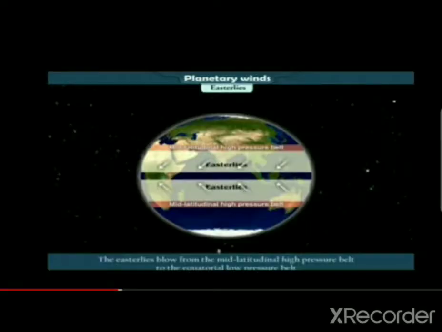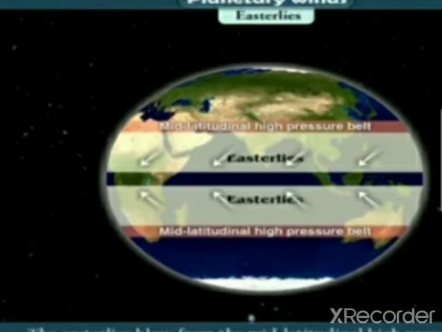Now next, planetary winds. What do planetary winds mean? Some winds blow regularly on the earth from high to low pressure belts throughout the year. These winds cover a large portion of the earth. Hence these are called planetary winds. So planetary winds are winds that blow throughout the year from high to low pressure belts and cover a large portion of the earth. For example, the easterlies, the westerlies and the polar winds.